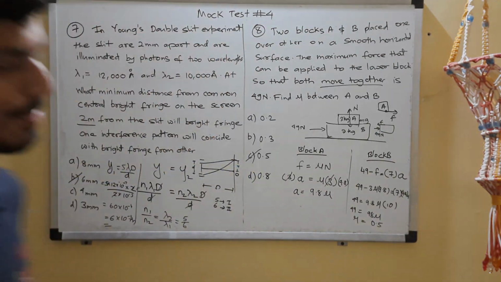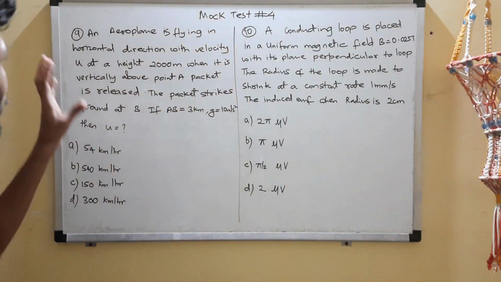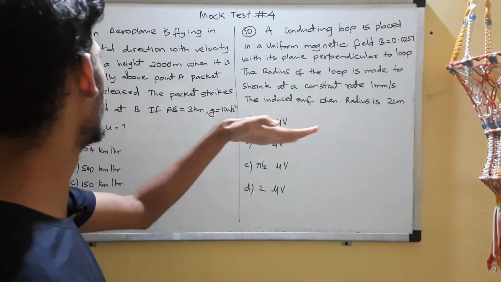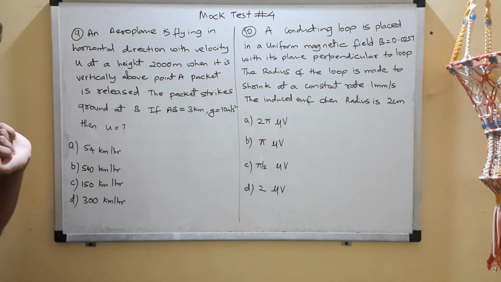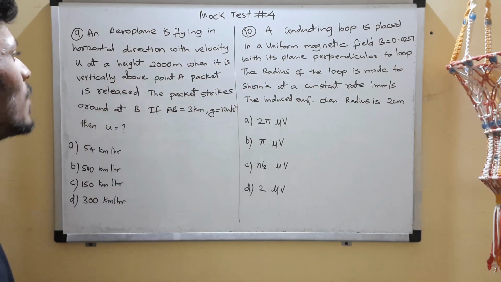Over to the next question. So questions 9 and 10 over here. In question 9 we have an aeroplane which is flying horizontally with a velocity of u. Of course it's flying at a height in the horizontal direction. The height is 2000 meters.